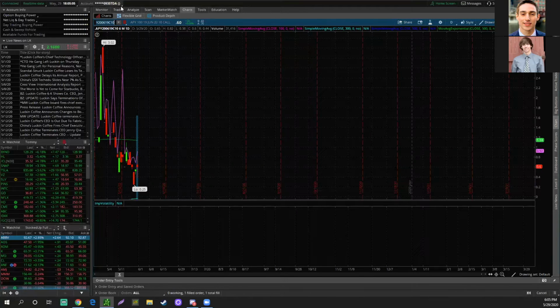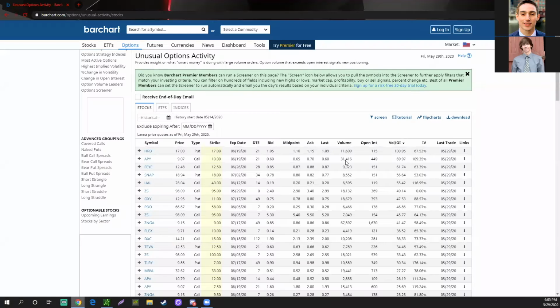the bar chart real quick? I just want to give them a quick example. So you can see that, okay, perfect. So we could see with the APY option that the midpoint right now is 0.65. You see that, Tom? Yeah, midpoint 0.65.